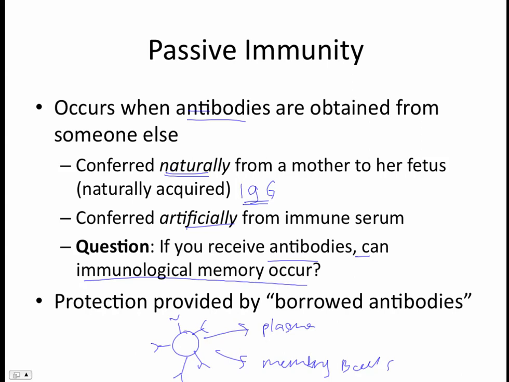And why is that? Because antibodies are going to directly attack and bind to those antigens. The only time you can have immunological memory is if you have direct contact with that antigen. Now these antibodies are going to provide you temporary protection because they're borrowed antibodies. It's not your body creating them itself. And so it's only temporary relief from that pathogen.